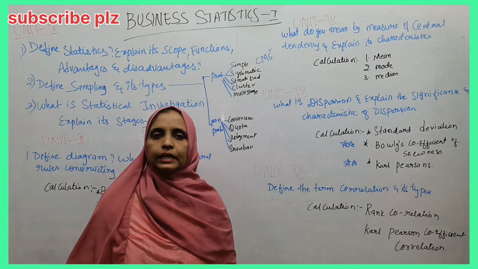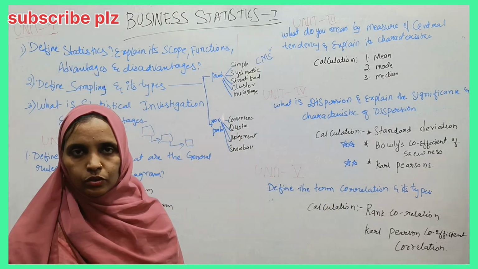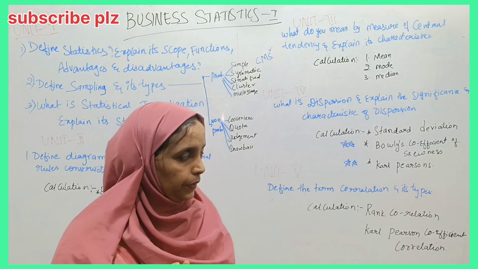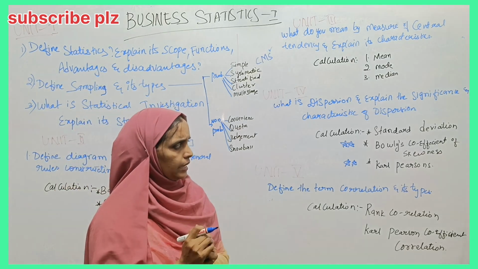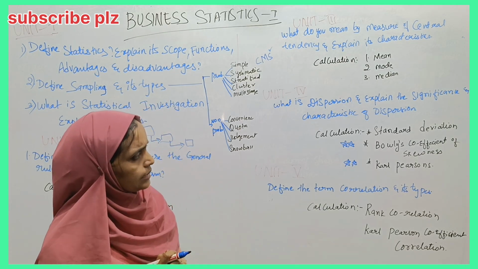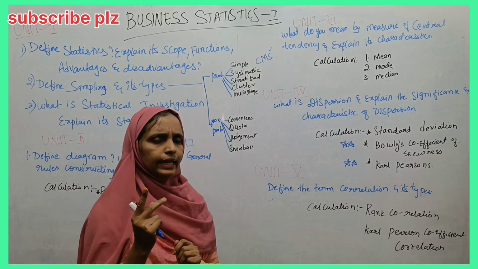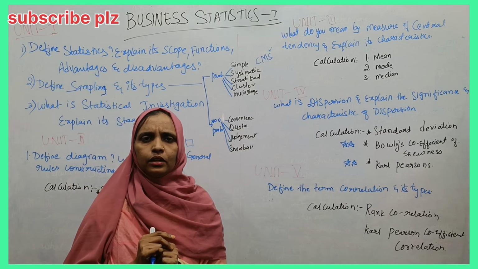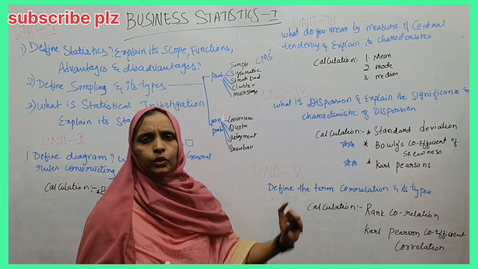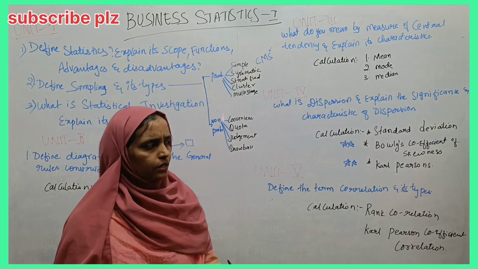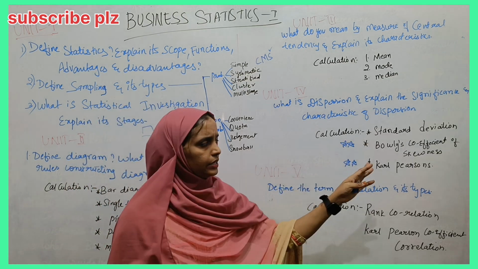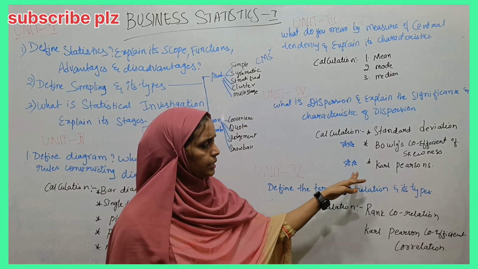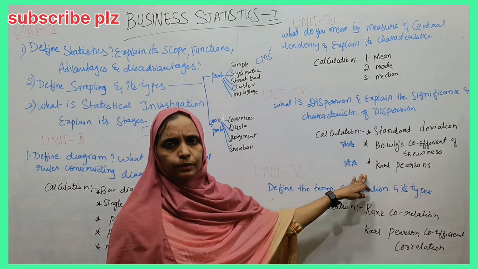I am just giving you tips. Out of these three, you can go with Bowley's coefficient and Karl Pearson's. You can leave the standard deviation. If you are perfect with these two, you can attempt any question. Or else you can go with standard deviation or Bowley's coefficient, and leave Karl Pearson's as an option.